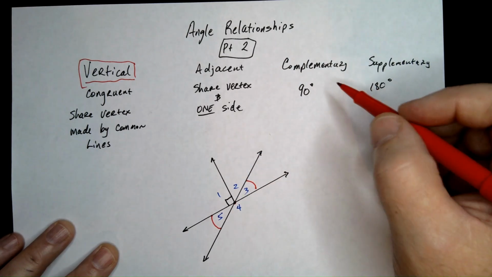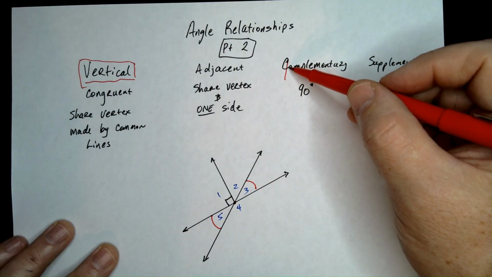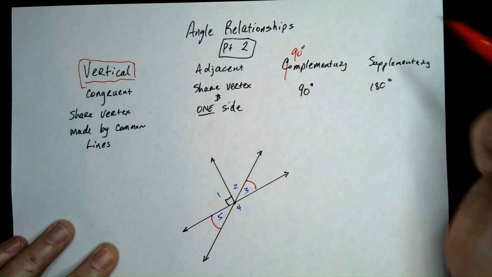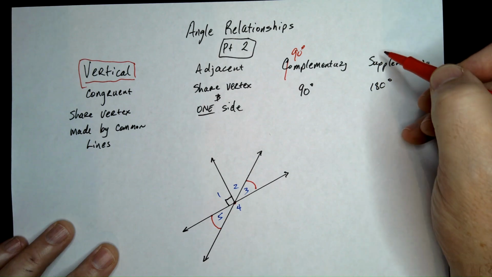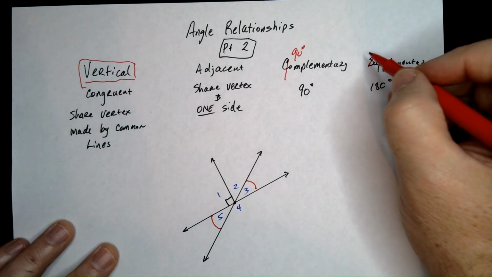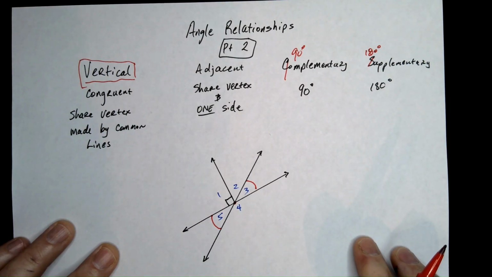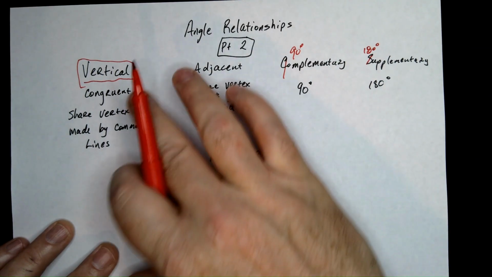Those are called adjacent. Complementary angles, you can see that if you change the C into a 9, it looks like a 90 right there, and that's what complementary angles are. And for supplementary, you can take that S and you see how you can make it look like an 8? That's a way to help you remember that supplementary add up to 180. So let's talk about vertical angles.